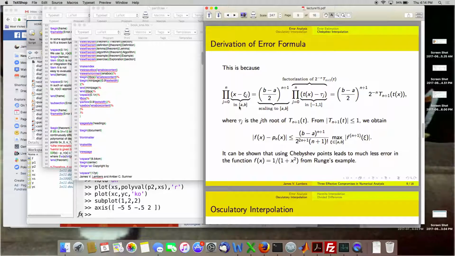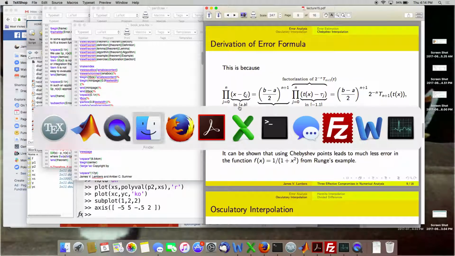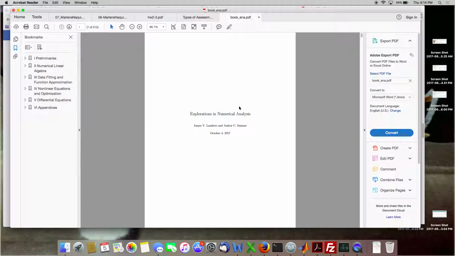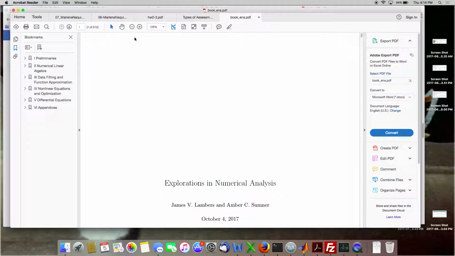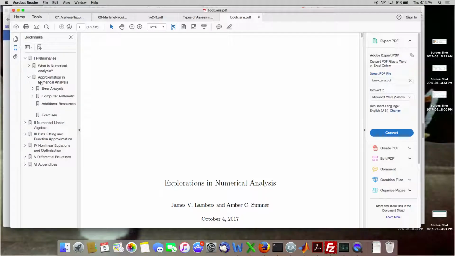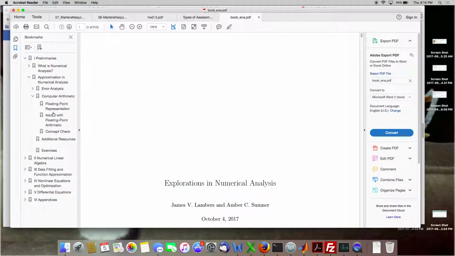Okay, now I want to turn my attention to the homework. So there's one problem in particular I want to bring up. I know there are many problems in this assignment, but okay, computer arithmetic.